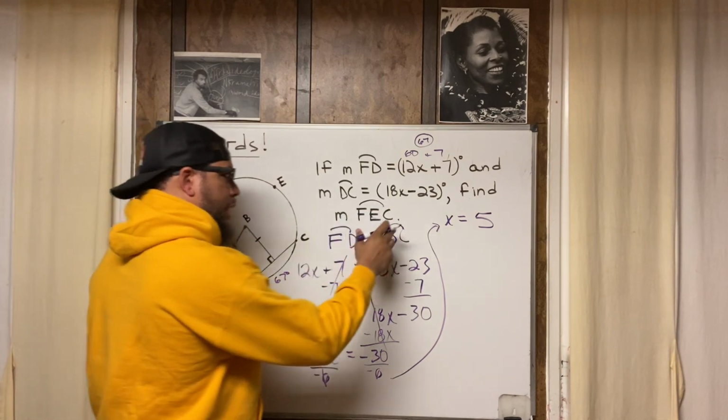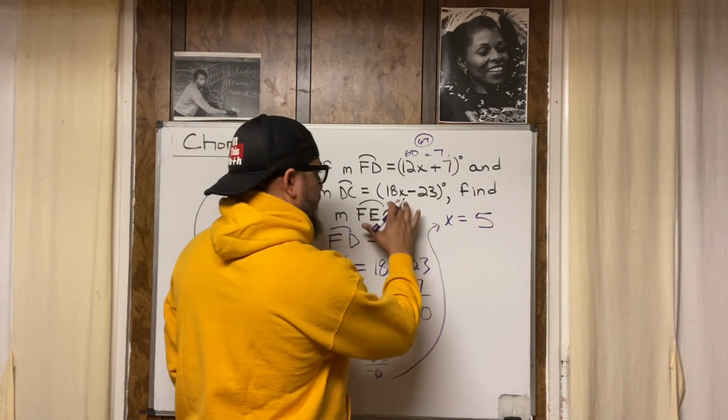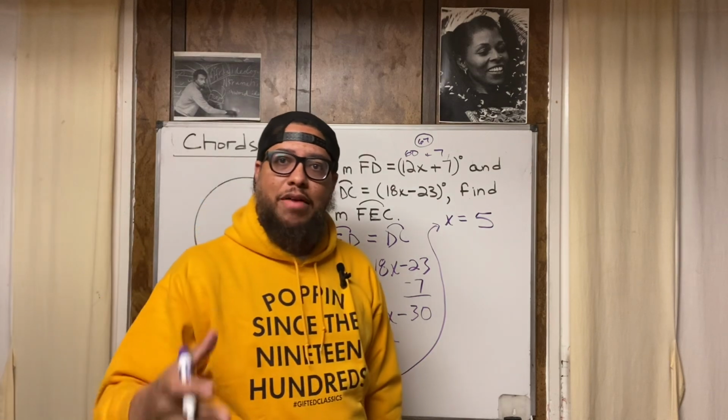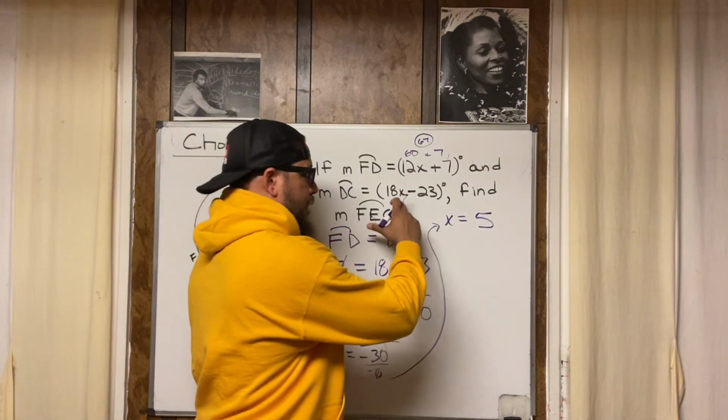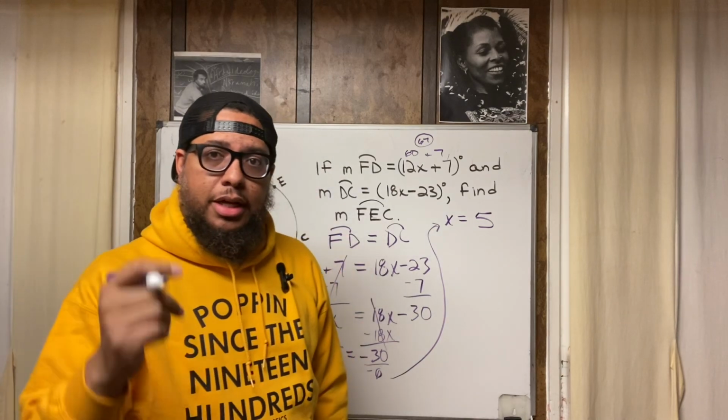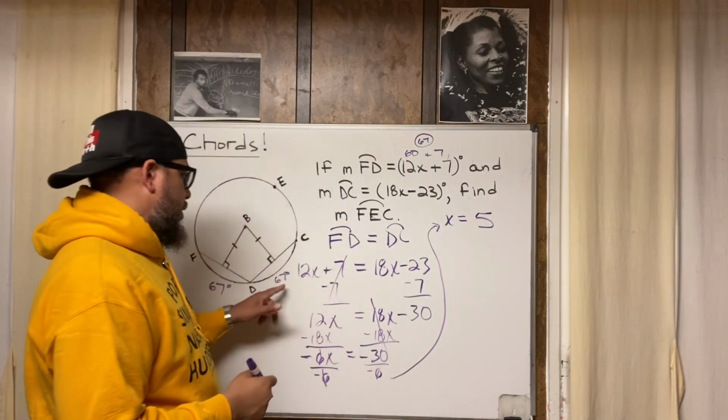But wait, hold up. Watch this. Let's prove it. What's 18 times 5? Again, know your multiplication facts. 18 times 5 is 90. What's 90 take away 23? 90 take away 20 is 70. 70 take away 3 is 67.